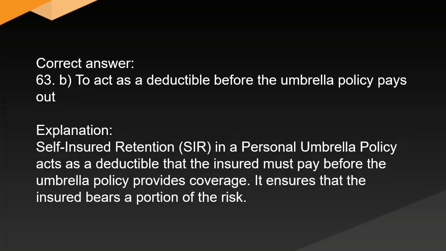Correct answer. B. To act as a deductible before the umbrella policy pays out. Explanation. Self-insured retention, SIR, in a personal umbrella policy acts as a deductible that the insured must pay before the umbrella policy provides coverage. It ensures that the insured bears a portion of the risk.